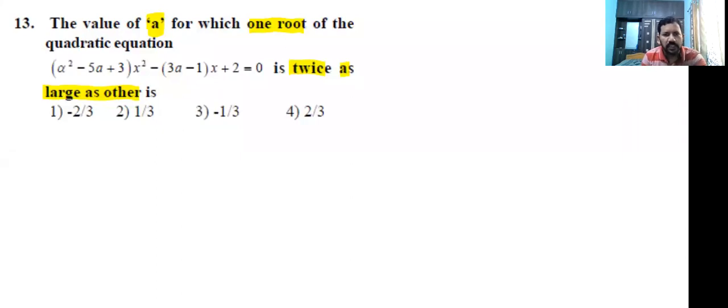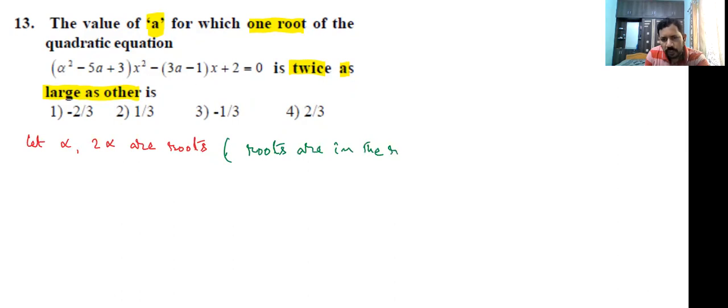One root alpha means the other root we can take as 2 alpha. So let alpha, 2 alpha be the roots. Okay, that means the roots are in the ratio 2:1 or 1:2.